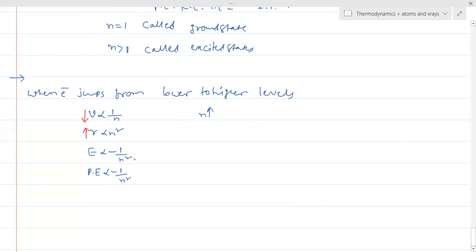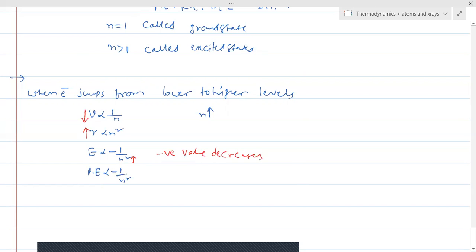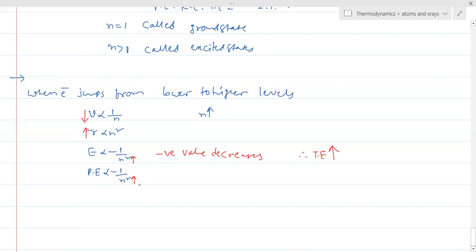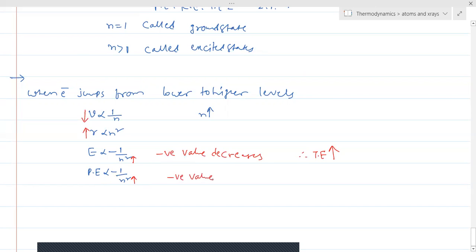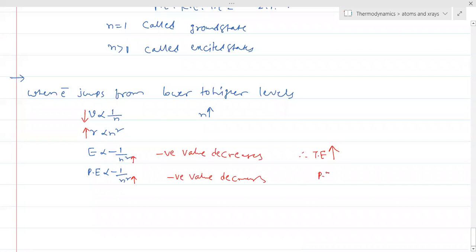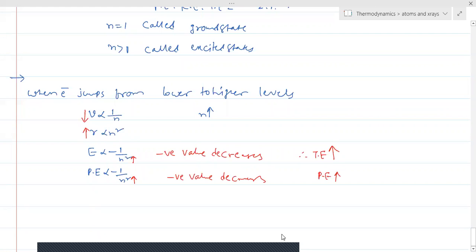So this is very important. When n increases, the negative value decreases. Therefore, the total energy value increases. In this also, similarly, when n increases, the negative value decreases. Therefore, potential energy also increases.